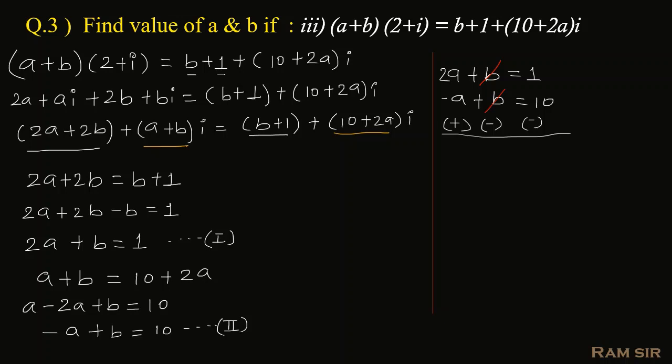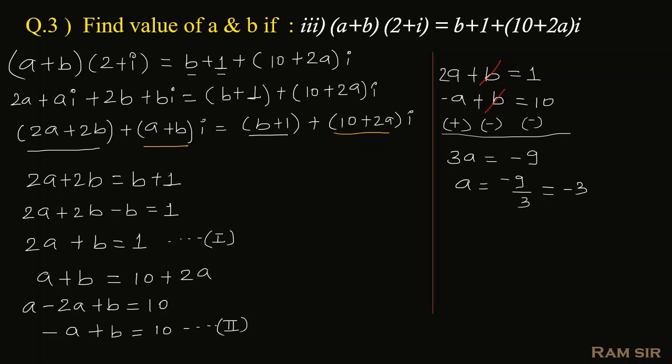And in the next step we are getting 3a is equal to 1 minus 10, which is equal to minus 9. So when we simplify, we shift this 3 to the left hand side, we get a is equal to minus 9 divided by 3, which is equal to minus 3. So we got the value of a.